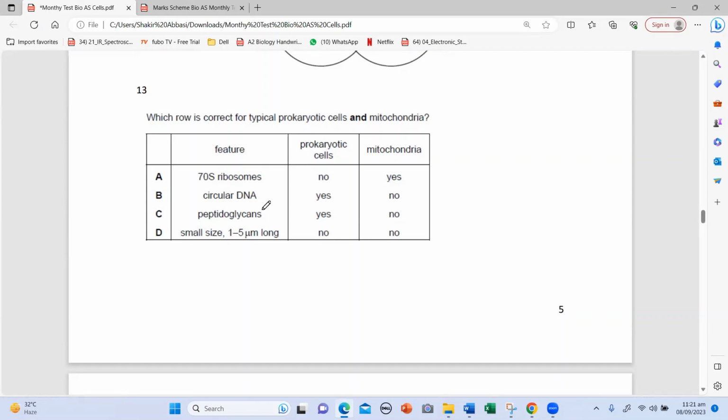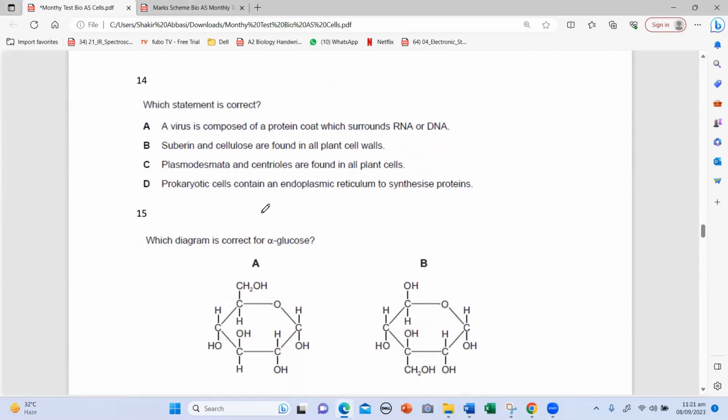Prokaryotes have PPG, mitochondria do not have this. So this is quite obviously Charlie. Question 14 is about which statement is correct.